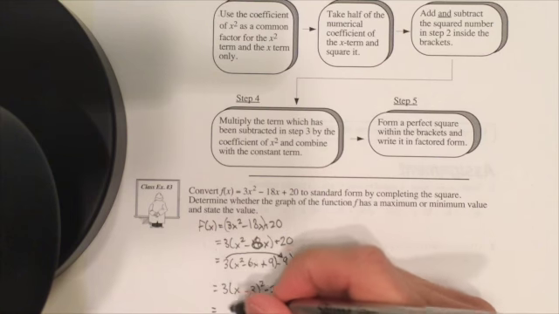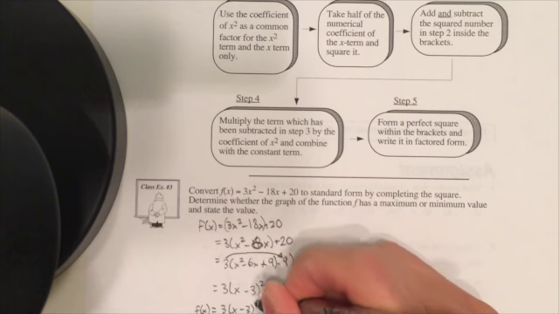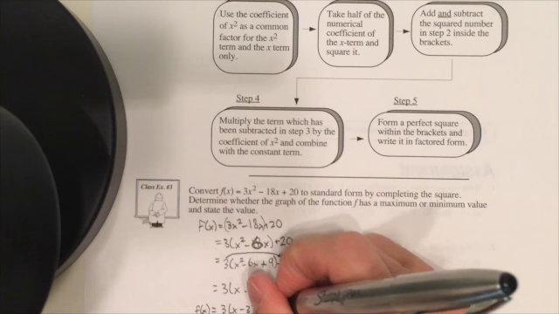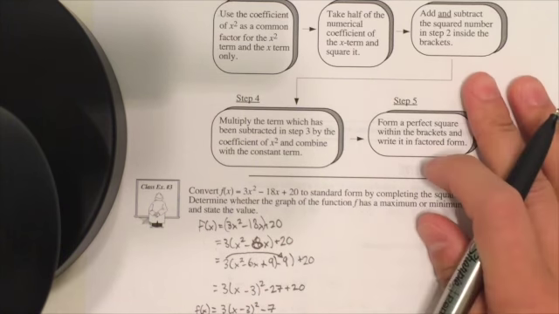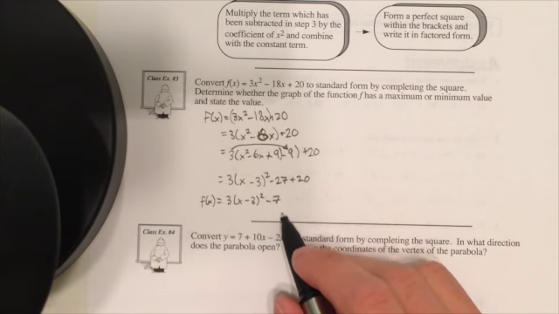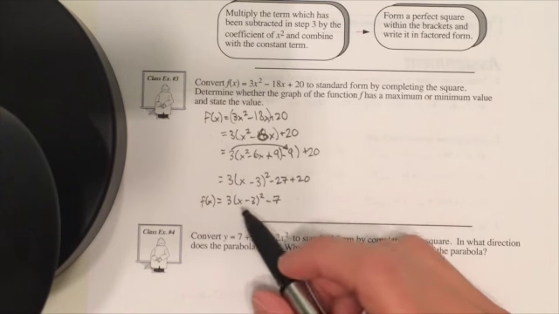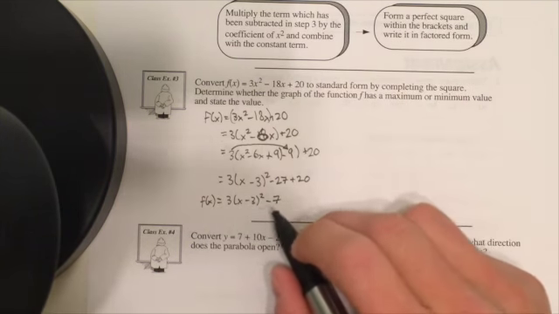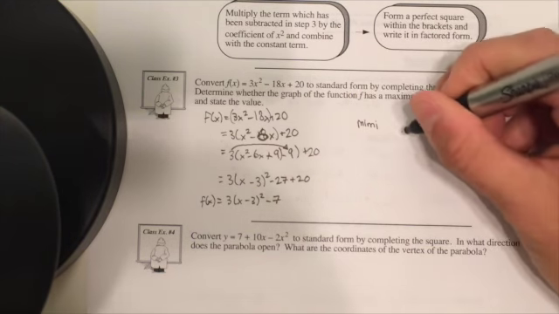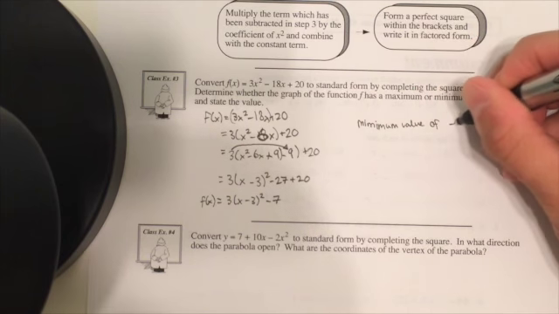Okay, and so then our final answer is f of x equals 3 times (x minus 3) squared, negative 27 plus 20 gives me negative 7. So remember, this value is q. On our vertex, that would be a minimum value since it's opening upwards. This would be a minimum value of negative 7.